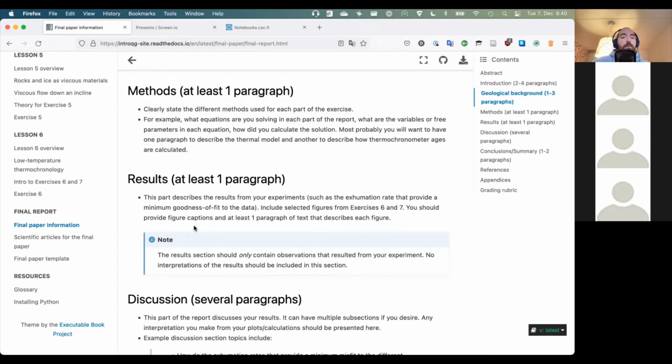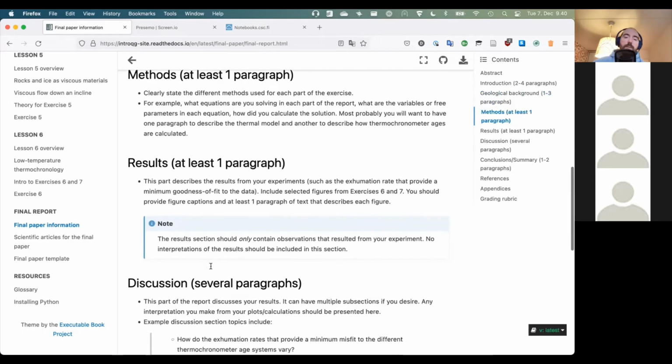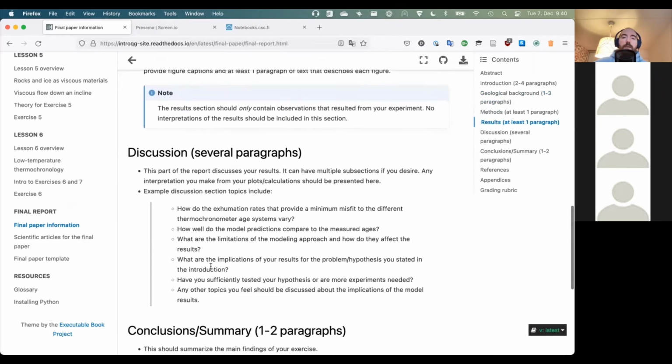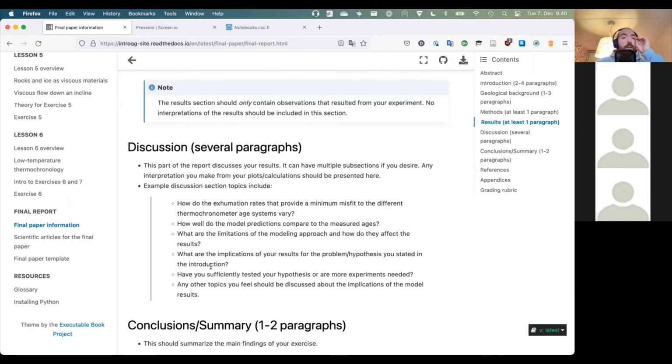The thing to note about the results section is it really is only the observations from the code output. It's not really about what they mean. It's just, we ran the code and here's what it produced. There shouldn't be any interpretations in the results section. The interpretation part goes here in the discussion.